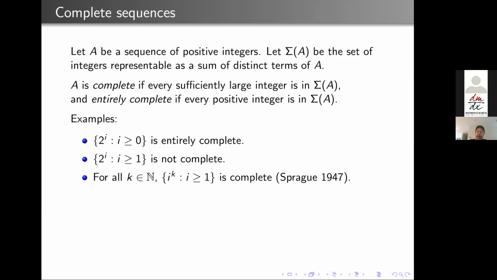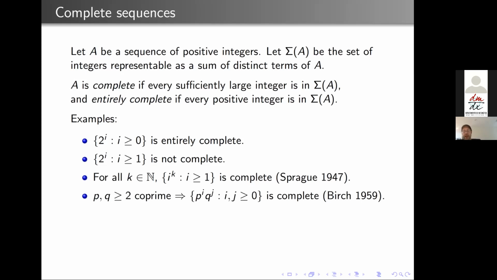And a more interesting example is this result of Birch, that if you take coprime positive integers P and Q that are at least two, and you take the powers of P and the powers of Q and multiply them, then that sequence, which is rather sparse, up to N there's roughly log N squared of them, is a complete sequence. Birch's proof is constructive. There were later proofs that were very nice analytic proofs that were non-constructive.